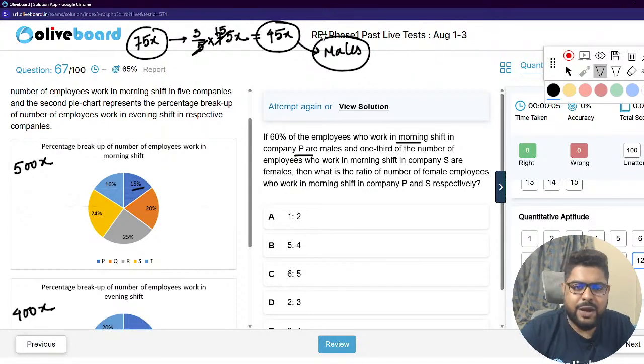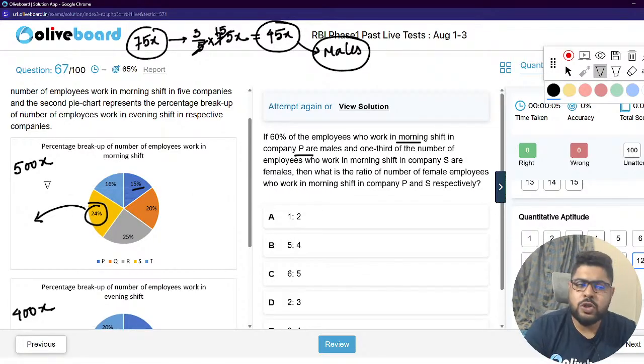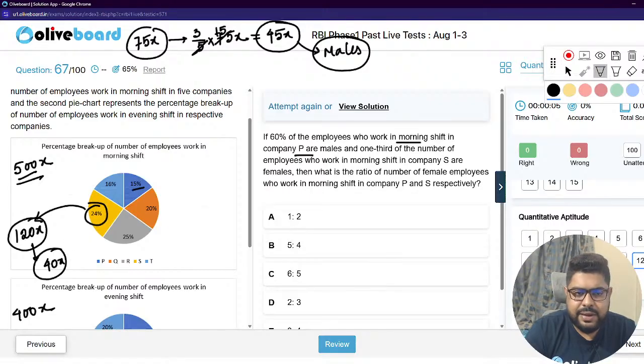Okay? And 1/3 of the employees in the morning shift of company S. The number of employees who work in the morning shift of company S is 24, so 24 of this is 120x. And 1/3 means 40x are females. This is female.